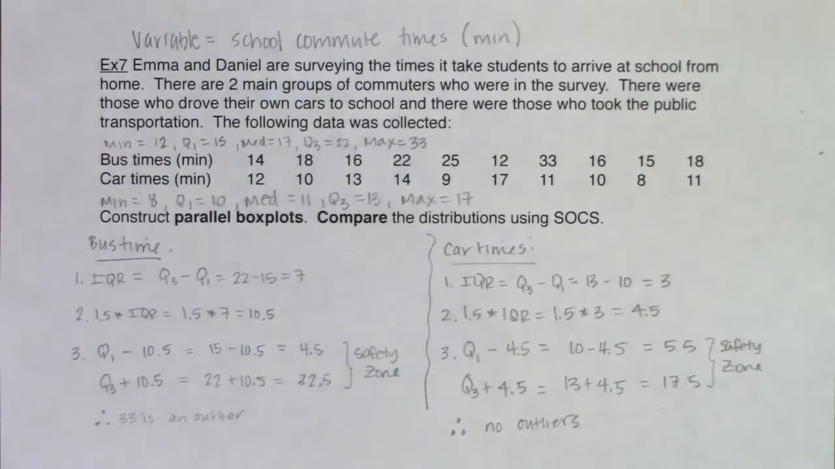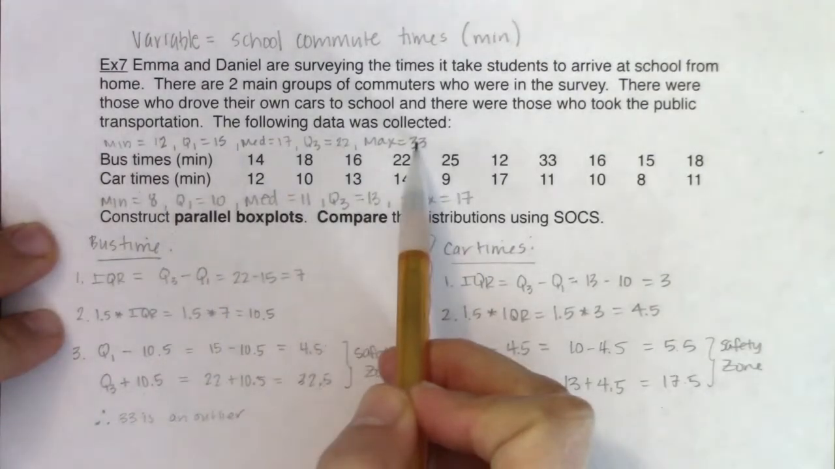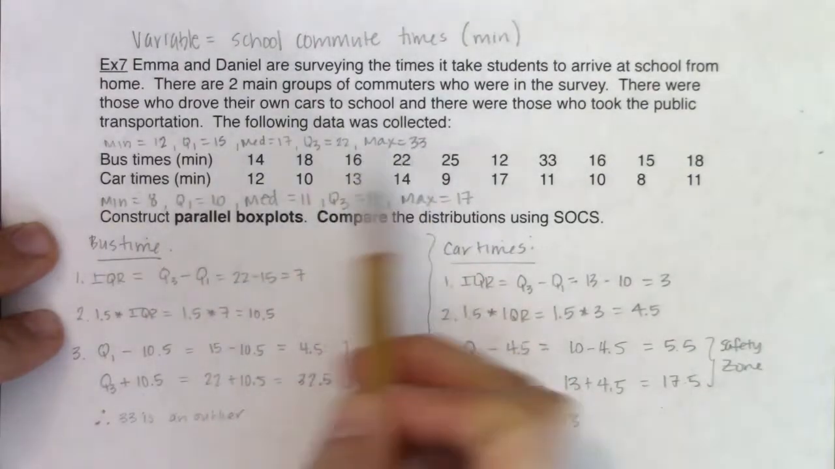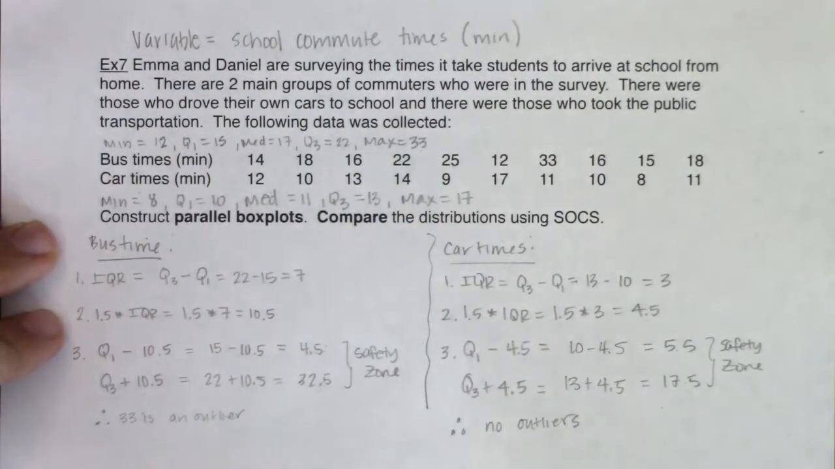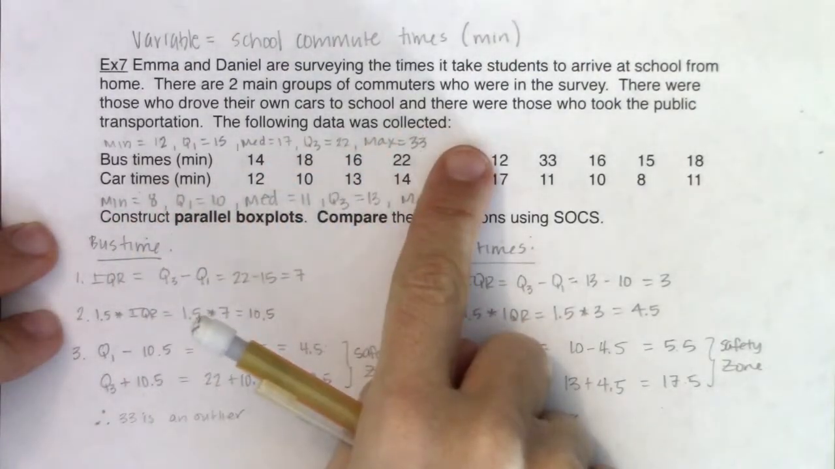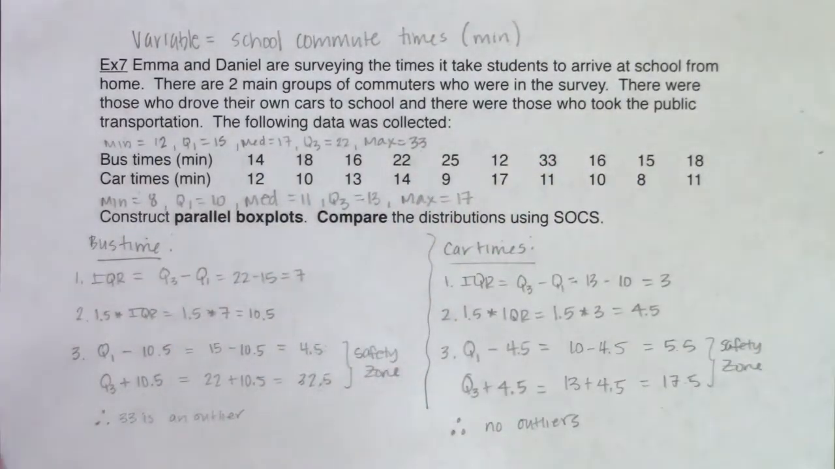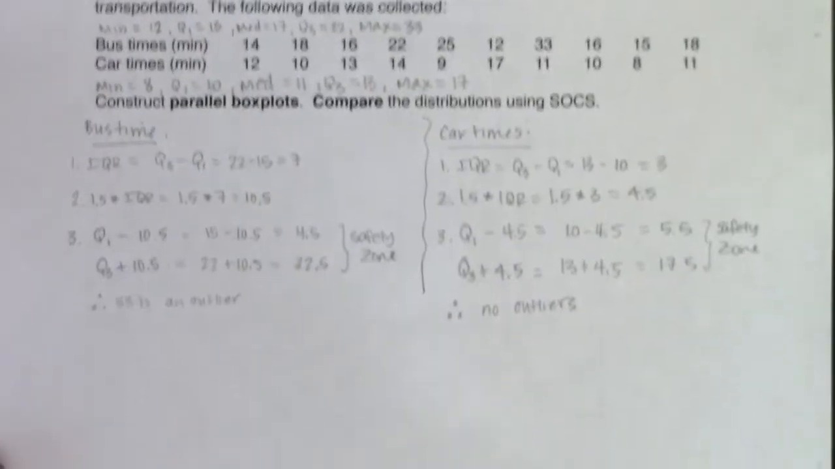All right, so now I want to start to actually construct my box plots. So I want to look at the overall max and the overall min between the two data sets, so I can try and determine how I want to scale my x-axis. So if I look, it looks like the overall minimum is 8 and the overall max is 33. I feel like I could get that on an x-axis if I went by 5 units. So I'm going to go from 5 to about 35 on the x-axis, cover my bases there. If you wanted to go by 10s, you could go from 0 to 40. That would be fine. I'm just opting for units of 5.